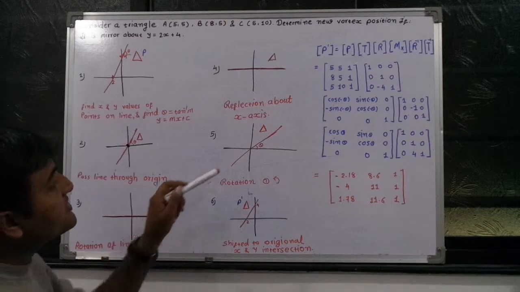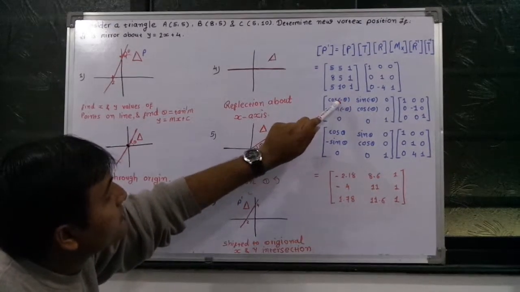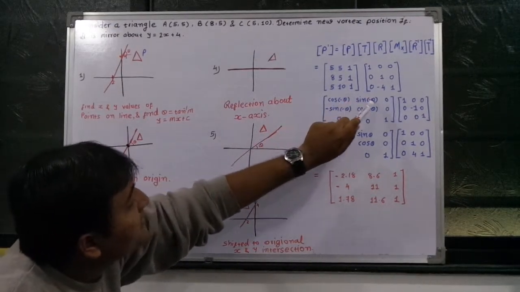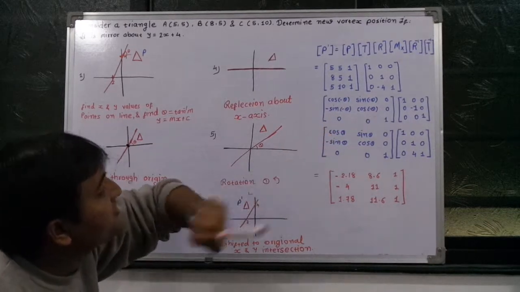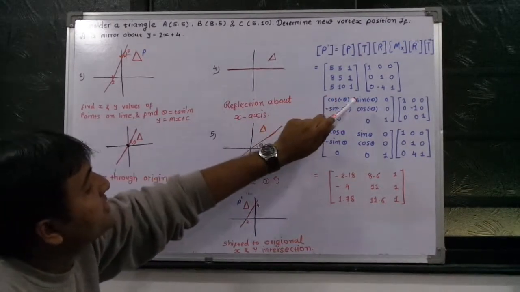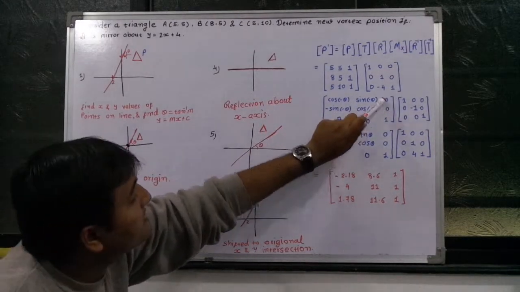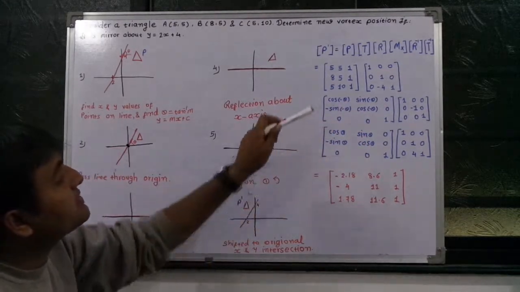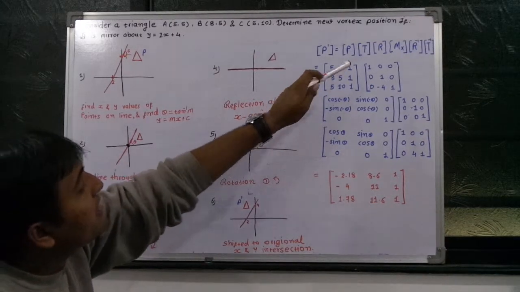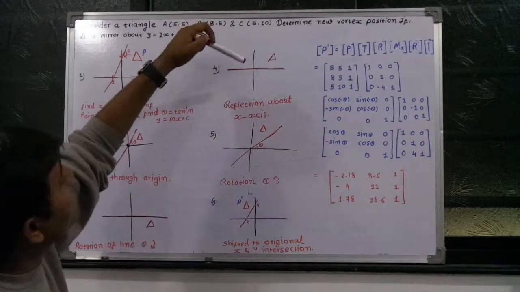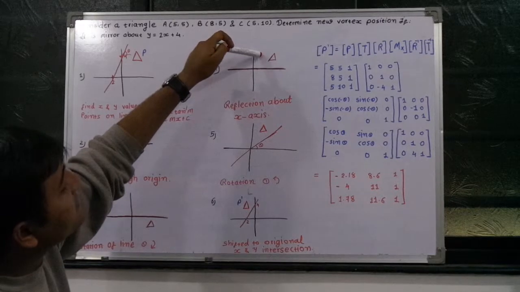So for the clockwise direction, theta is taken as negative. So cos of minus theta, with minus 63 in each place. This matrix is cos theta, sin theta, minus sin theta, cos theta, then 0, 0, 1, 0, 0, 1 in the homogeneous coordinate system. This is the rotation matrix. The next step is mirror about the x-axis.